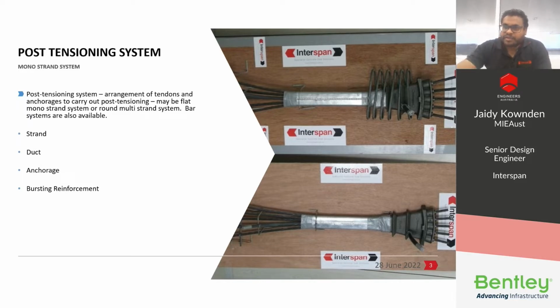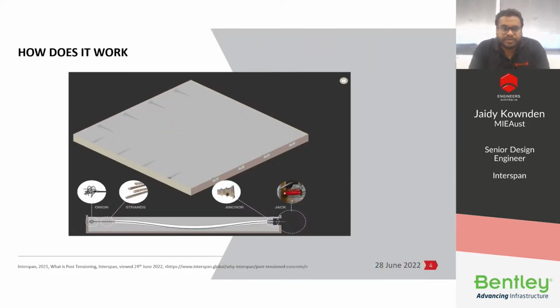The next slide has a short video to show you how the system works together. So the cable is installed inside the duct and profile, and we'll have the onion on one side and the anchor on the other side. After the concrete has been poured, you'll put the jack at the anchor and apply the stress to it, like the video is showing.